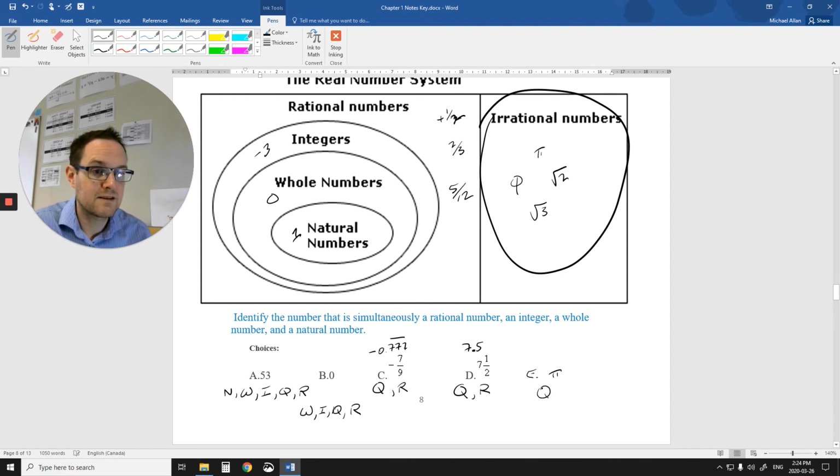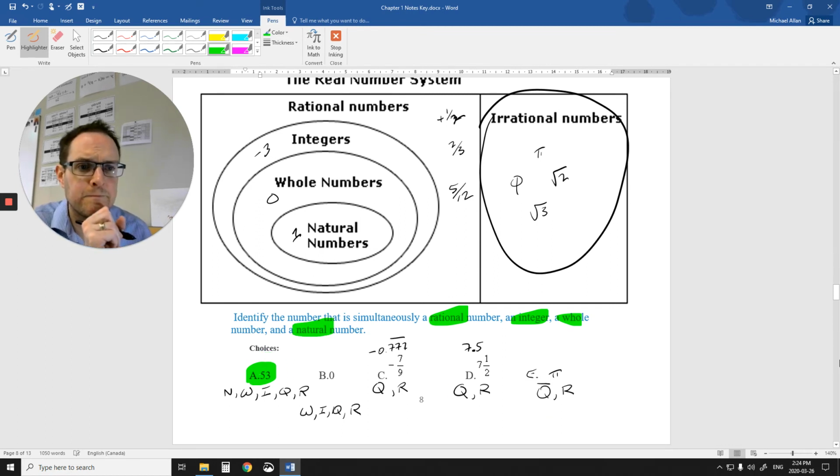Pi is an irrational number, but because it's irrational, it's also real as well. But it's neither one of these other ones. So my answer for this one is 53. It's simultaneously a rational number, an integer, a whole, and a natural number at the same time. They're all real numbers, because that's the numbers we talked about.